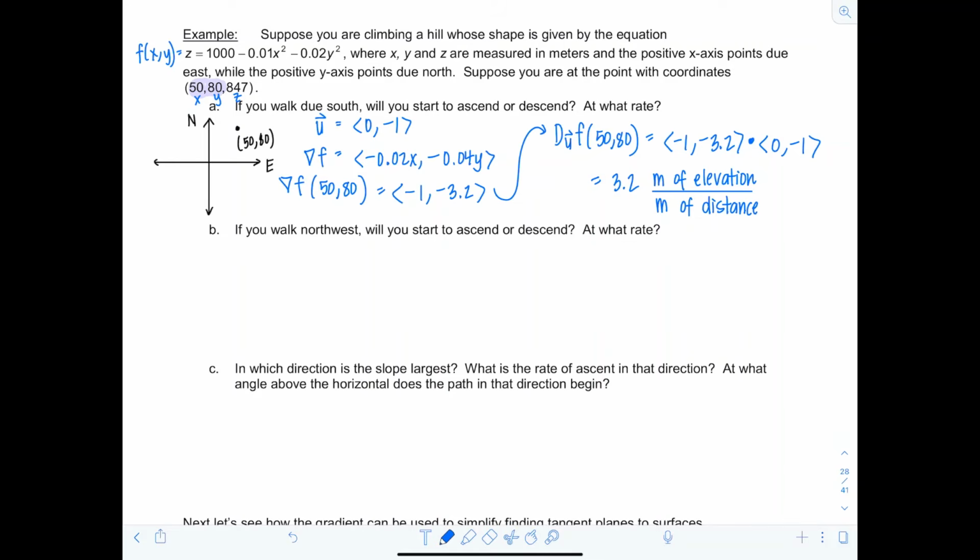So are you ascending or descending? Did you figure it out? Well, since the value of the directional derivative is positive, that means you're going uphill, z is increasing, so we are ascending.